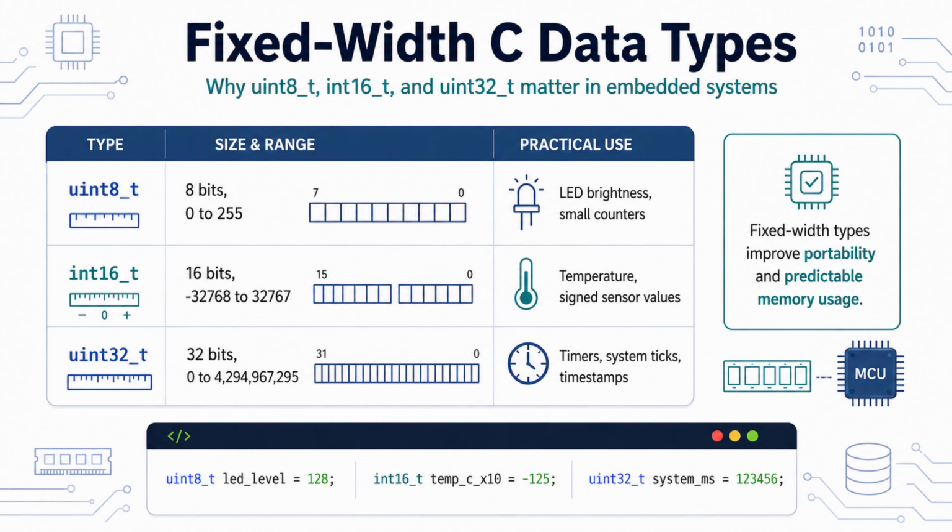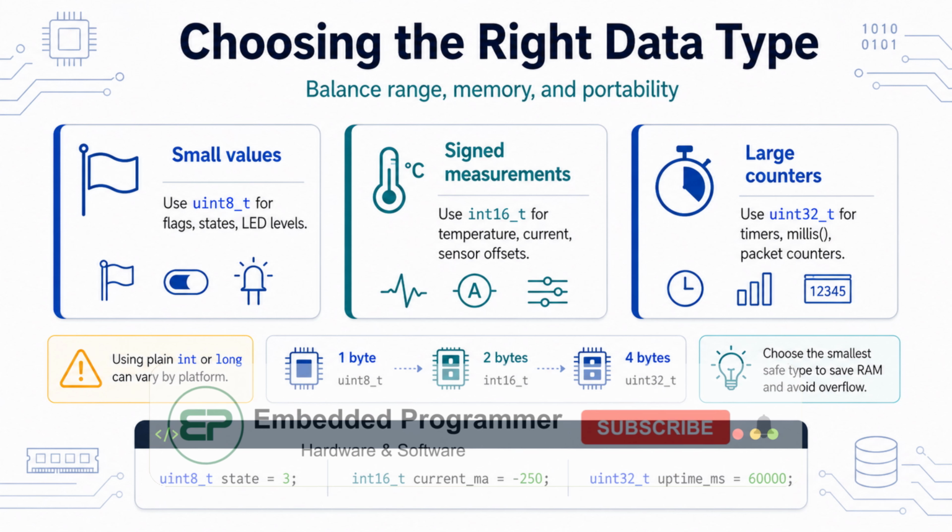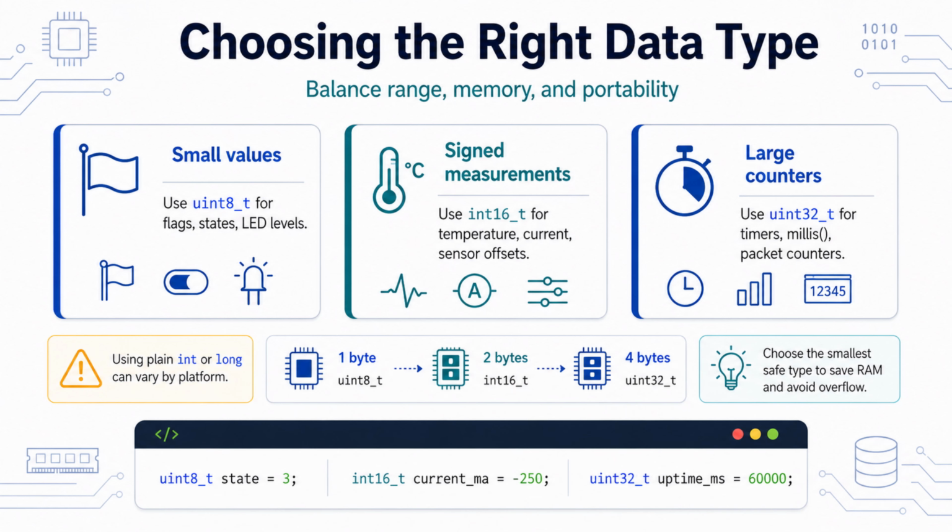An int16_t is signed and useful for sensor values, such as temperature or current, where negative values may exist. A uint32_t gives us a large range, commonly used for timers, system ticks, timestamps, and counters. These types make code more predictable and portable across different microcontrollers. When selecting a data type, the goal is not always to choose the biggest one. The goal is to choose the smallest safe type that can hold the required value without overflow.